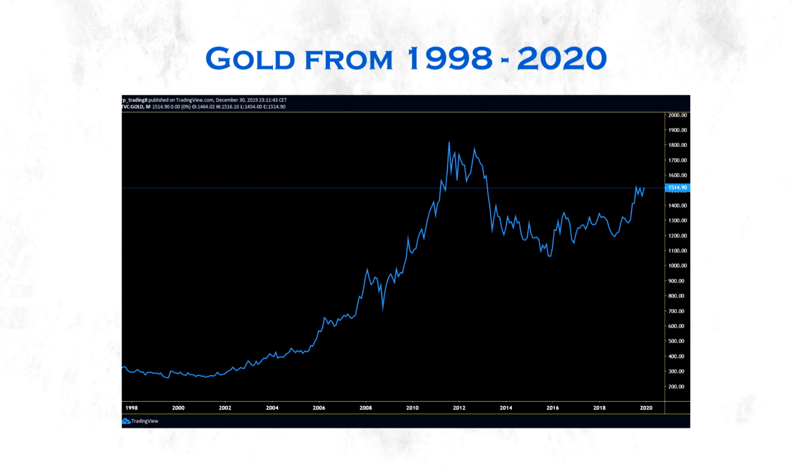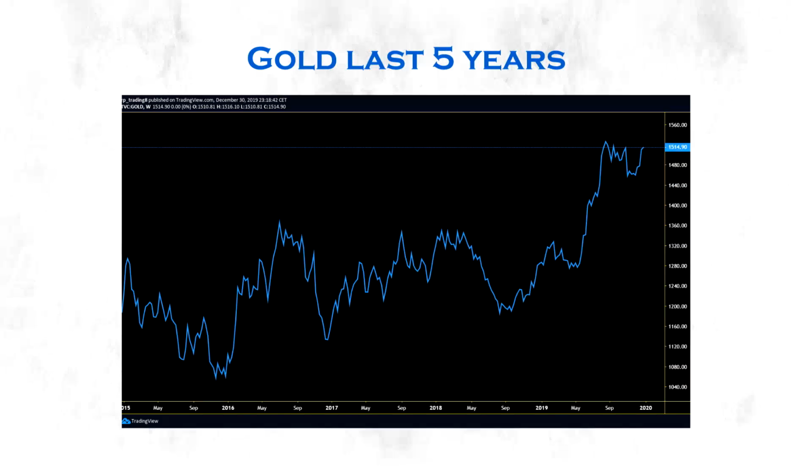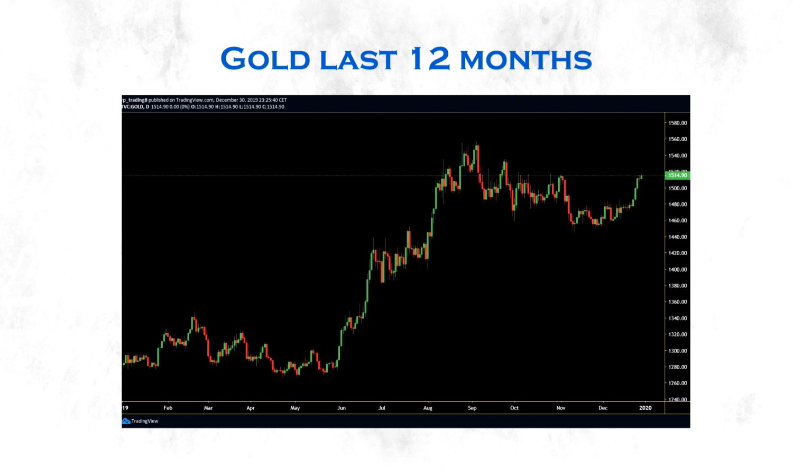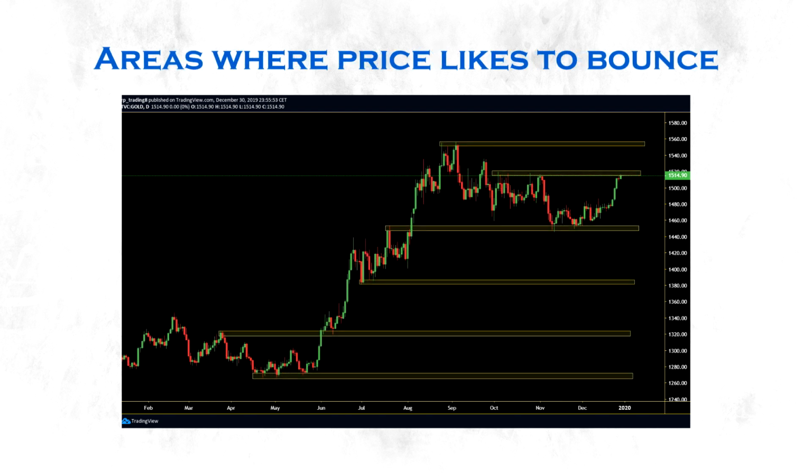If we take a look at the price history over the last 5 years, it looks like that. It is still an uptrend. The price movement of the last 12 months looks like that. Now let us take a look at the price movement on a daily candlestick chart. Now let us mark the areas where the price likes to bounce on the daily chart. As you can see, price likes to bounce at these zones.